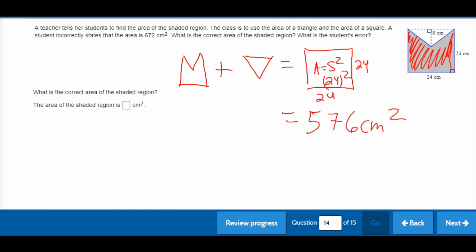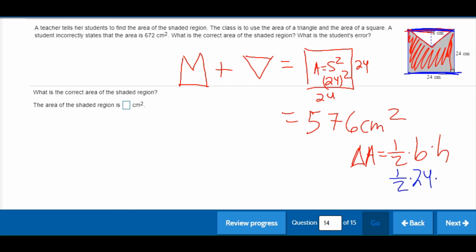And then I can find the area of the triangle, which is this part, because I know the formula. Area of a triangle is equivalent to 1/2 times the base times the height. I know the base of this figure is going to be 24 because it's parallel to this. So I'm going to have 1/2 times 24 times the height, which is right here, 8 centimeters. Half of 24 is 12 times 8, which is 96. So the area of the triangle is 96 centimeters squared.